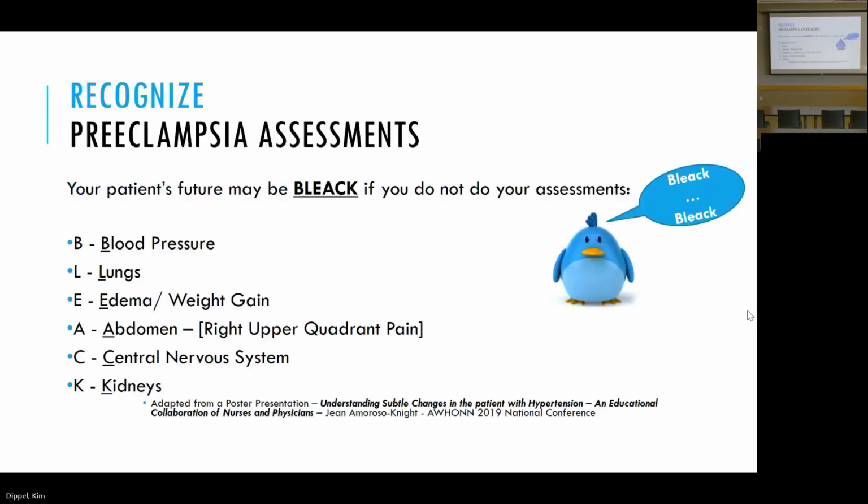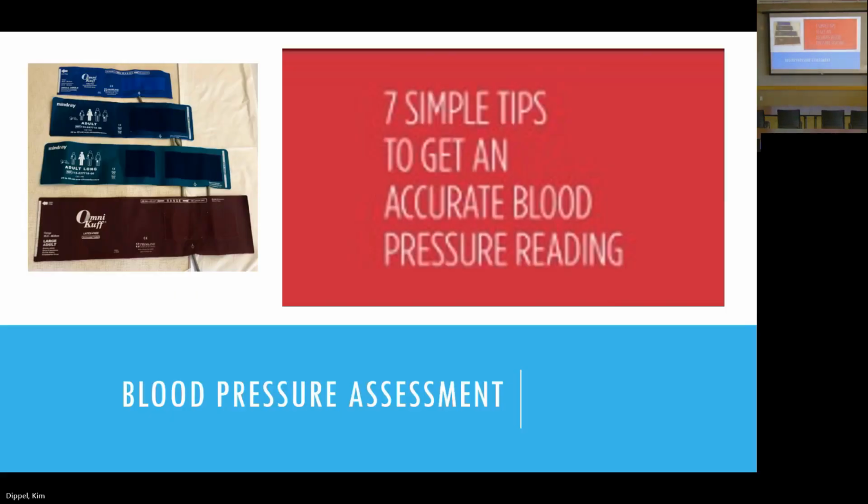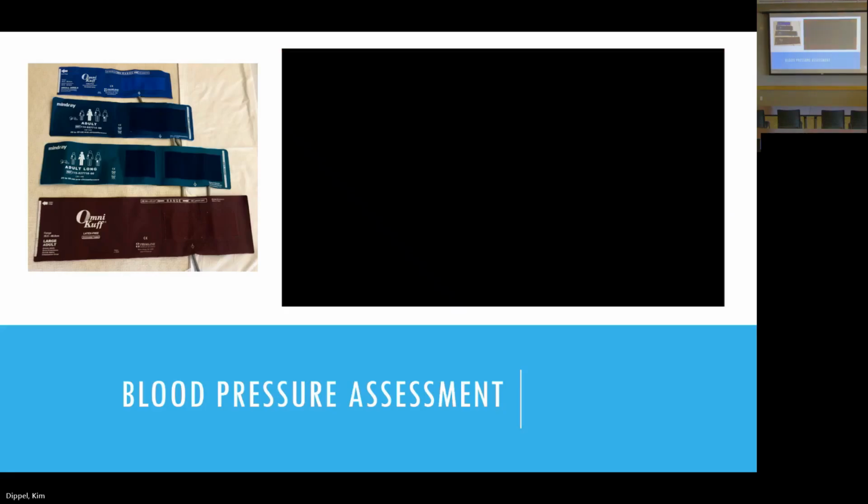Okay, and then this is something that we saw when we went to an AWHONN conference already in 2019. Whew, it's a long time ago. It was preeclampsia assessment. Your patient may be BLEAK. This is an acronym that helps you remember what systems you need to look at: the blood pressure, the lungs, edema, abdomen, meaning right upper quadrant pain, and central nervous system and kidneys. The next slide is going to talk about 7 simple tips to get an accurate blood pressure.